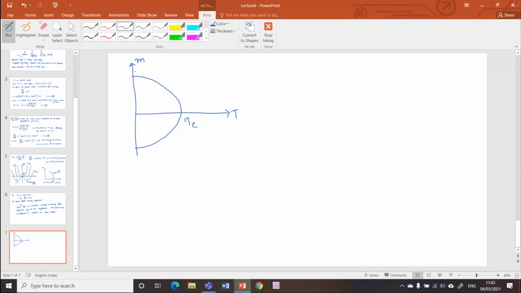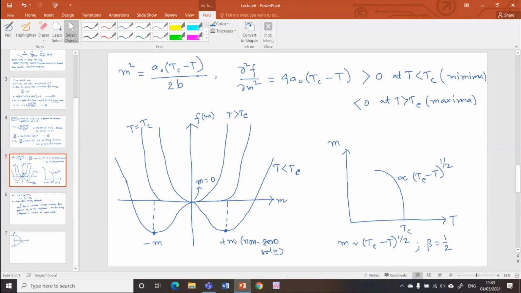So let's say this is my M versus T graph. I can have two dependencies: one is plus Ms and the other is minus Ms. Basically this is plus and this is minus.